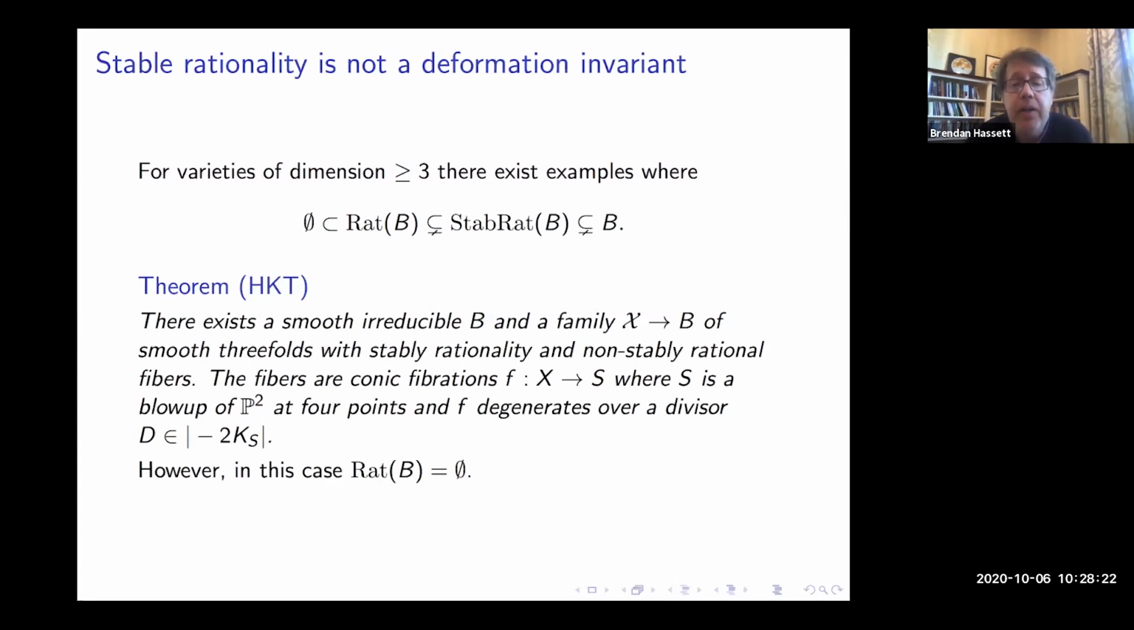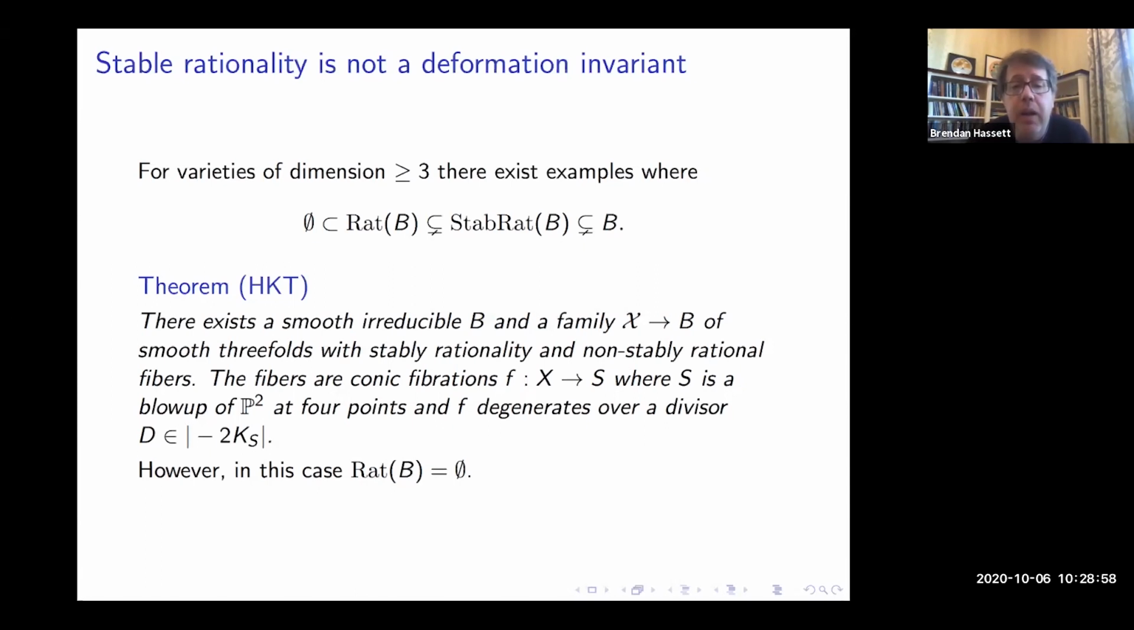They're fibered in conics over a degree 5 del Pezzo surface or a mild degeneration of a degree 5 del Pezzo surface. In each case, the base of these conic fibrations is a surface blown up at 4 points. The degeneracy locus of these conic fibrations is a bi-anticanonical divisor in the surface. This is a result that I obtained with Andrew Kresch and Yuri Tschinkel.